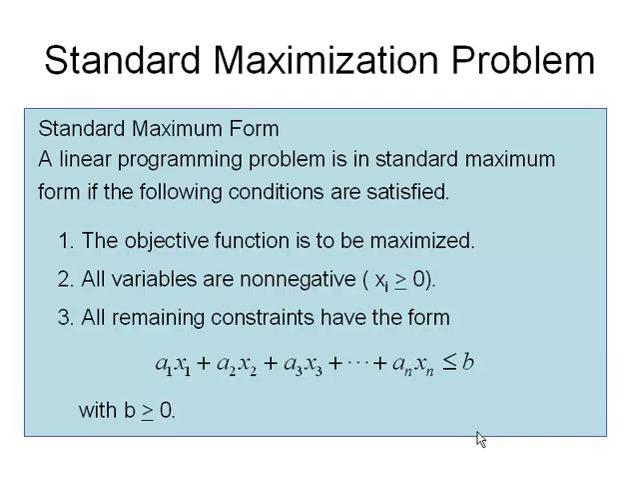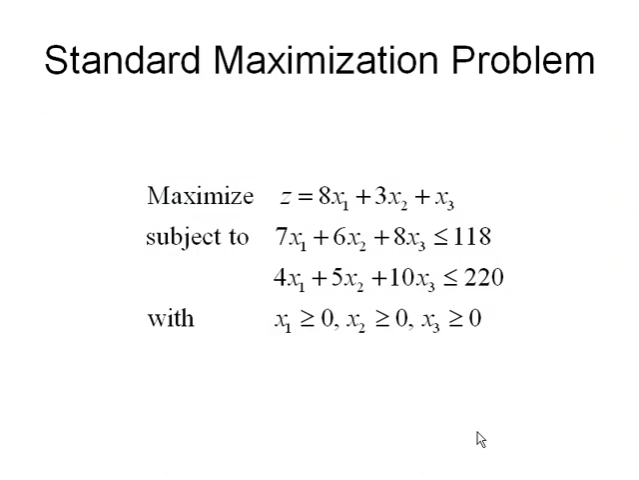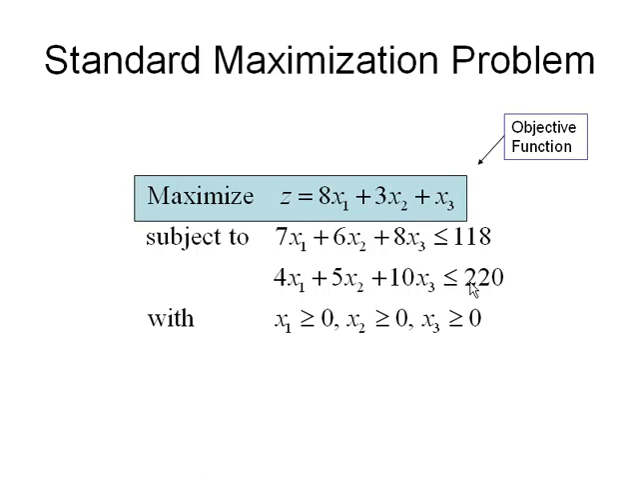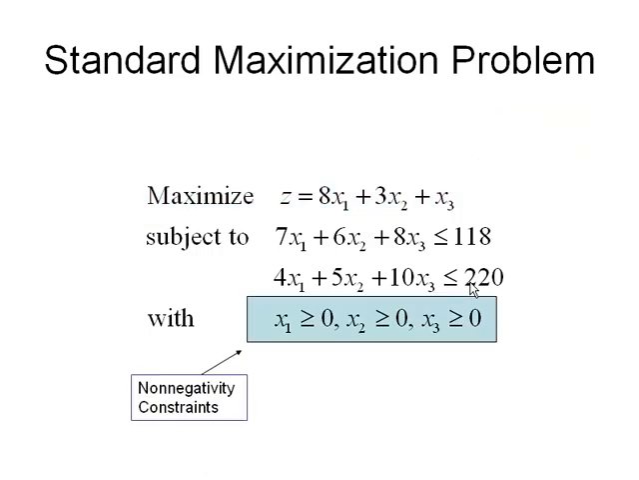So let's go ahead and look at one of those types of problems. So here I have a standard maximization problem. So there's our objective function, and it's written out as z equals 8 times x sub 1 plus 3 times x sub 2 plus x sub 3. We have our non-negativity constraints. X sub 1 is greater than or equal to 0, x sub 2 is greater than or equal to 0, and x sub 3 is greater than or equal to 0.